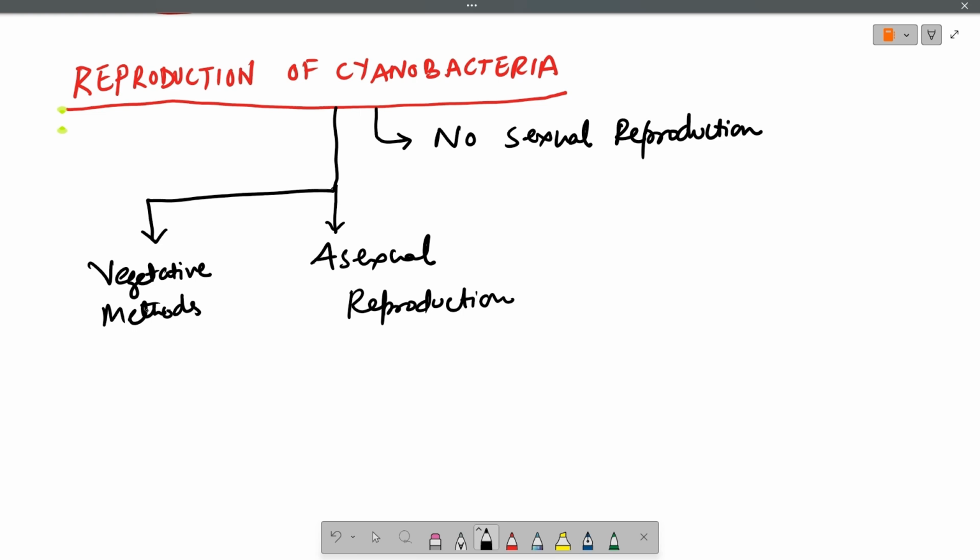What is the difference between vegetative and asexual reproduction? In case of vegetative reproduction, any vegetative cell, any part of the body gives rise to a new individual. While in case of asexual reproduction, a specialized cell or specialized spores are formed which germinate into a new individual. In case of vegetative, we have methods like fragmentation.